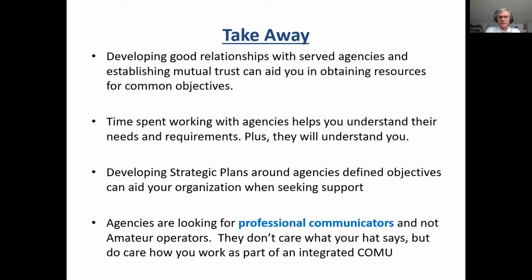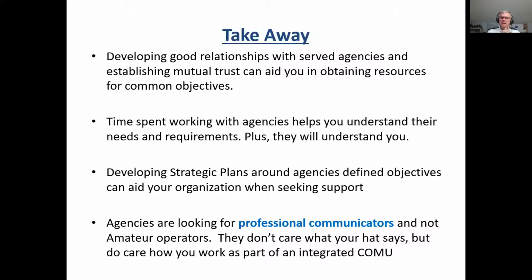Takeaway. Now, these are my personal takeaways. Developing good relationships with served agencies and establishing mutual trust can aid you in obtaining resources for common objectives. Time spent working with agencies helps you understand their needs and requirements, plus they will understand you.